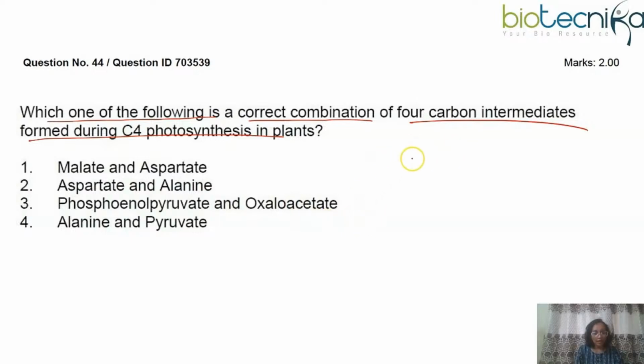So 4 carbon intermediates. Even if you don't know the pathway, but you know the number of carbons in each compound, you should be able to guess the answer here. So which are the 4 carbon intermediates over here? Malate is 4 carbon, oxaloacetate is 4 carbon, aspartate is 4 carbon. Alanine is not 4 carbon, it's 3 carbon. PEP is 3 carbon, and alanine and pyruvate are 3 carbons, right? So if you go by this logic, the answer is option 1, malate and aspartate.